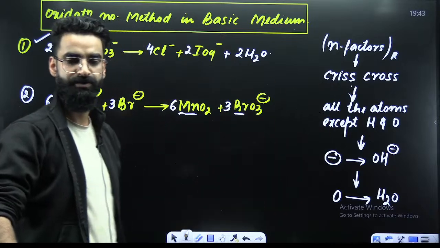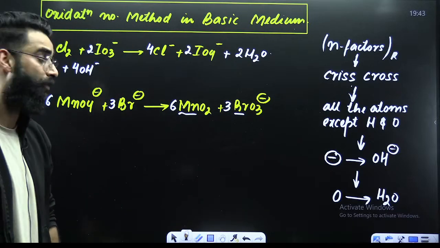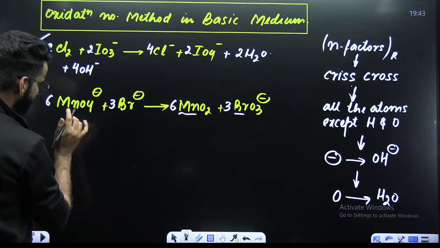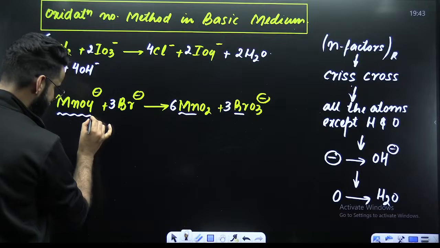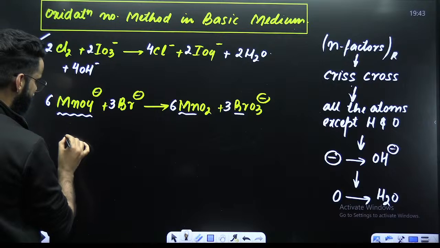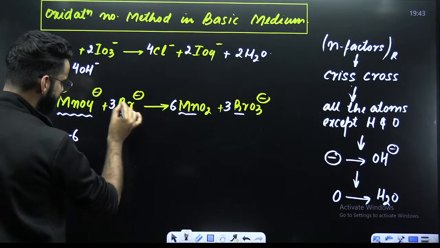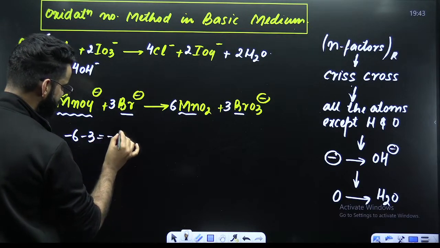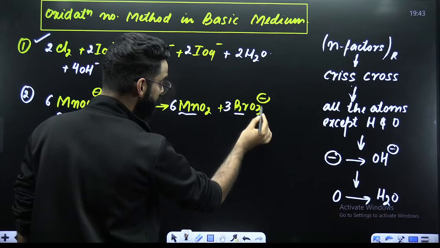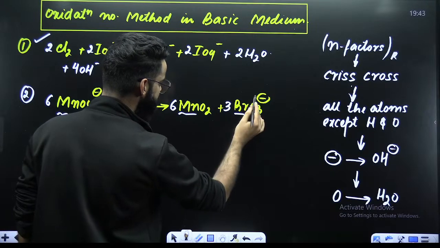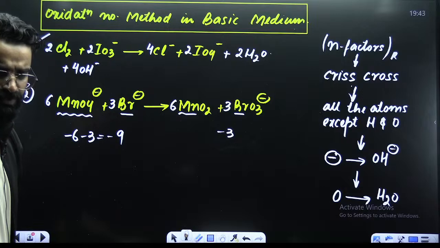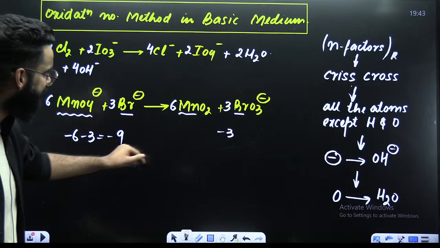Now we have to balance the negative charge. And negative charge is balanced with the help of OH negatives. So if I ask you, is there any charge here? Yes. How much? -1. So on 1 MnO4, the charge is -1. On 6, there will be -6. 1 Br carries charge -1, 3 will carry -3. So -6 -3 carries -9, right? Is there any charge here? Yes, there is charge here. 1 BrO3 molecule carries -1, so 3 will carry -3. So if you look carefully now, -9, -3.